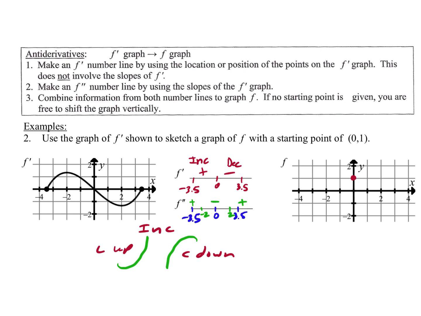Okay? So, knowing that, if I'm going to start here at negative 3.5, I'm going to have to start down here because it has to be increasing. So essentially what I need to do is connect these, and this inflection point would be here. So here's what I came up with.